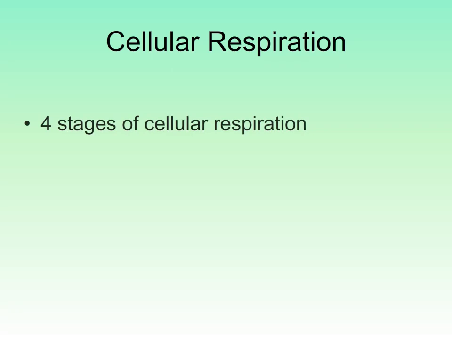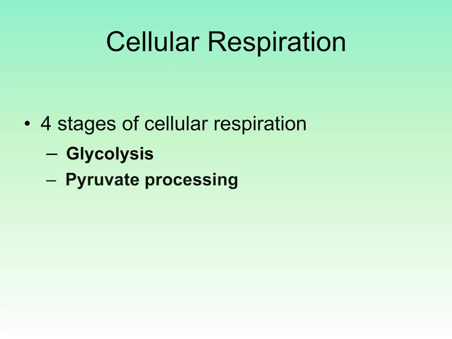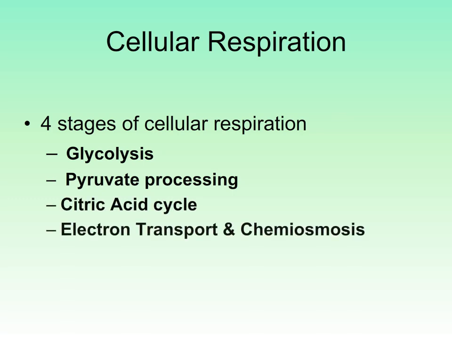Cellular respiration has 4 main stages. The first is glycolysis. The second is the processing of pyruvate molecules. The third is the citric acid cycle. And the fourth involves the electron transport chain and a process called chemiosmosis.